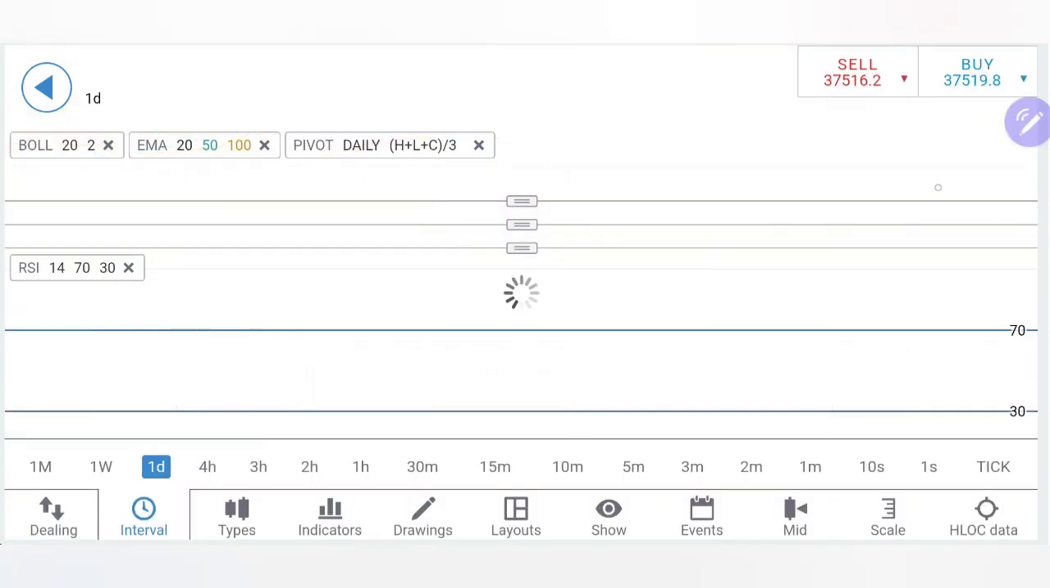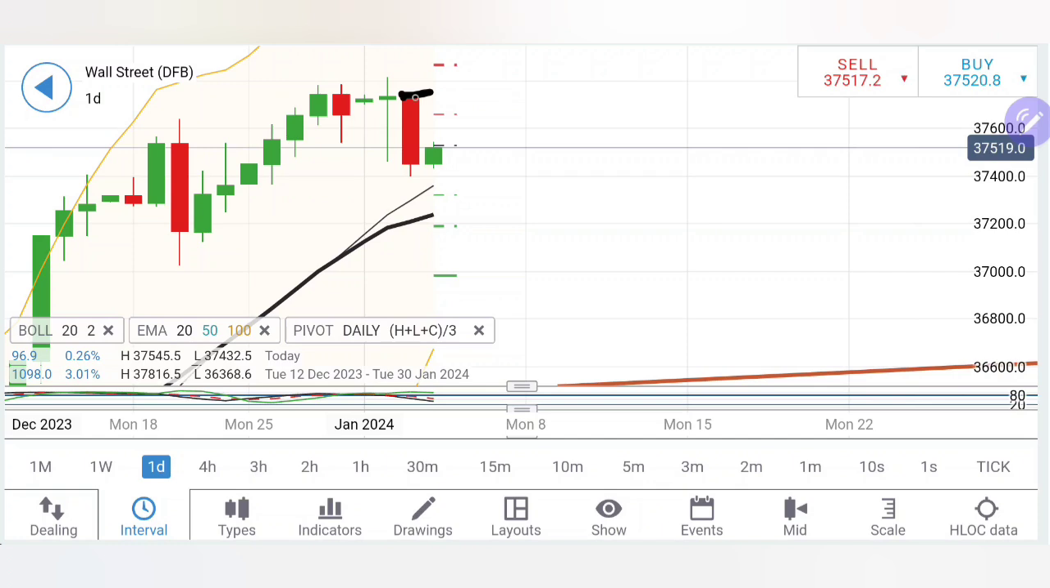Coming to the daily chart. Look at the daily charts. Flat top, reversal sign, one bearish candle, lower lows. Lower lows, 20 period moving average, and the median of the Bollinger bands, both sitting at around 37,350, 200 zone. Prices divergent from the same levels.